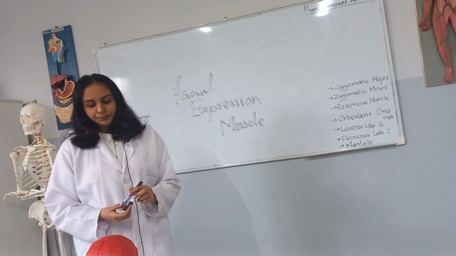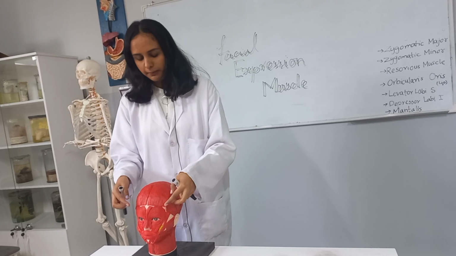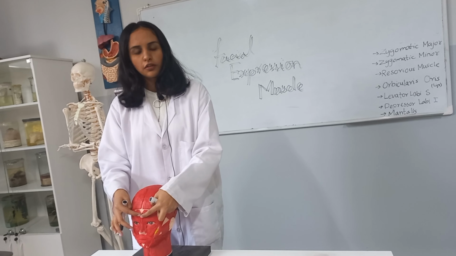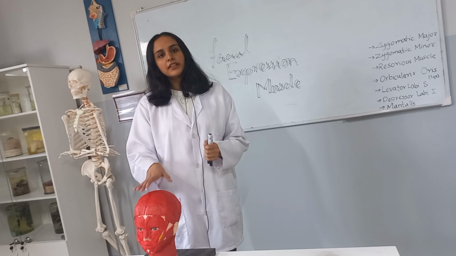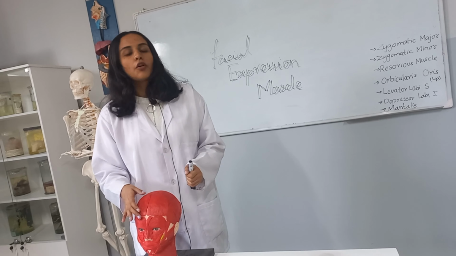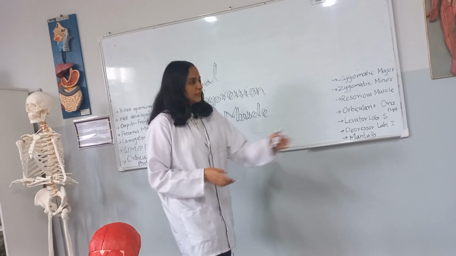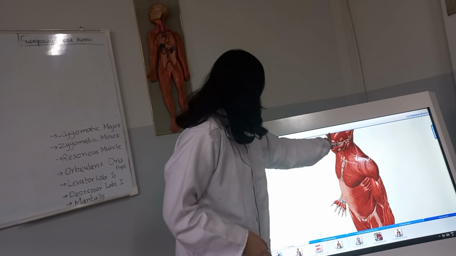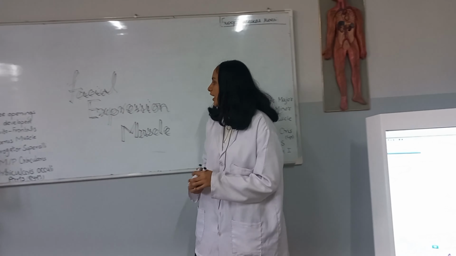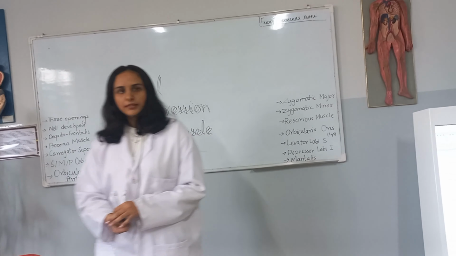Procerus muscle makes the transverse wrinkle across the root of the nose, and it is also called muscle of dislike. It is used in frowning, and here you will see the procerus muscle makes transverse wrinkles. Then we have corrugator supercilii muscle.